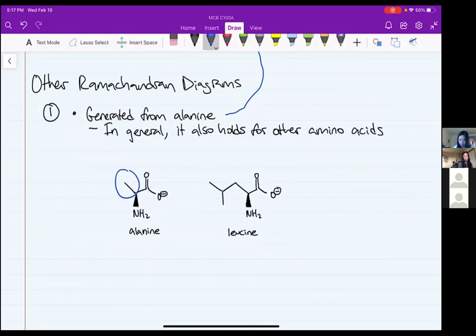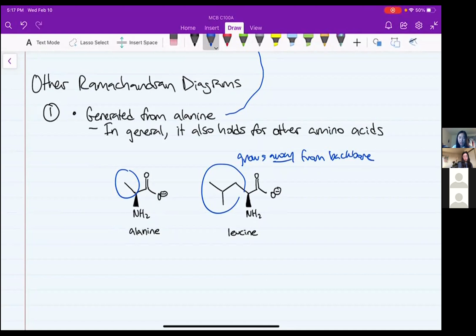So here's your alanine side chain, your leucine side chain. It's bigger, so anything that is forbidden for alanine is also going to be forbidden for leucine. But then also notice that the side chain is growing away from the backbone. So as you're rotating your bonds, you're not going to have any more collisions with the backbone. And so all the regions that are allowed for alanine are also going to be allowed for leucine.